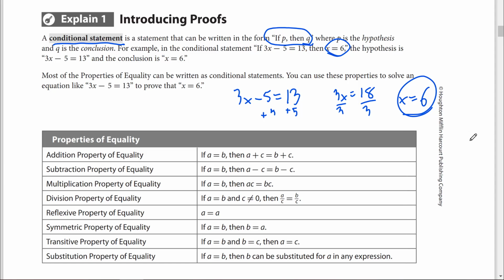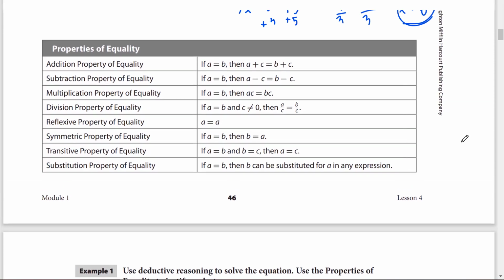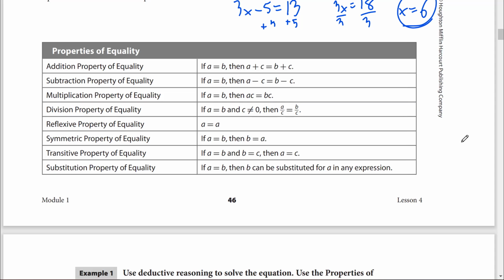So there are quite a few properties that you probably already know. Internally, these are going to make sense to you. The addition property of equality: if A equals B, then A plus C equals B plus C. What this means is if A and B have the same value, I can add a number C to A and add that same number C to B, and I'll get the same answer.